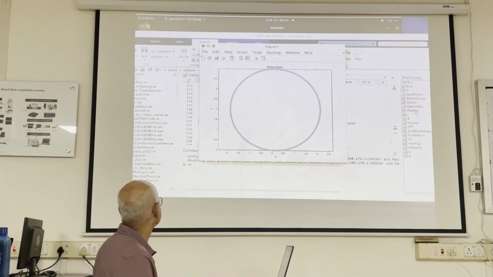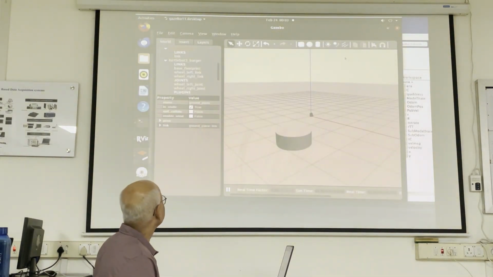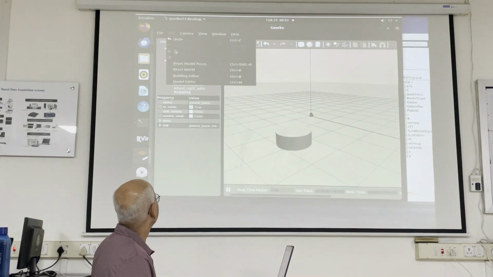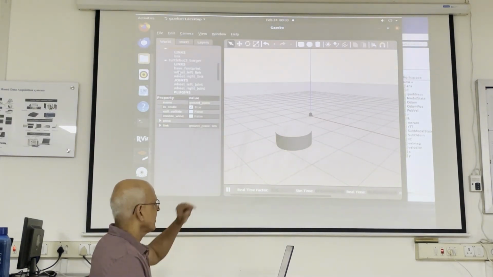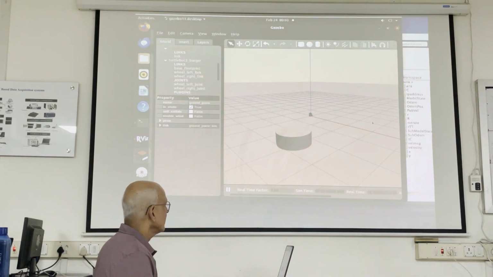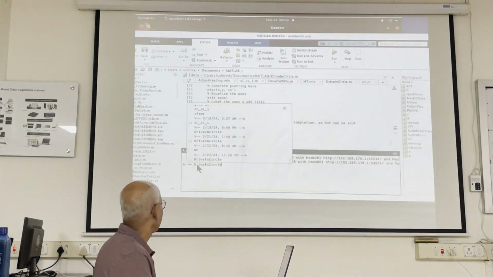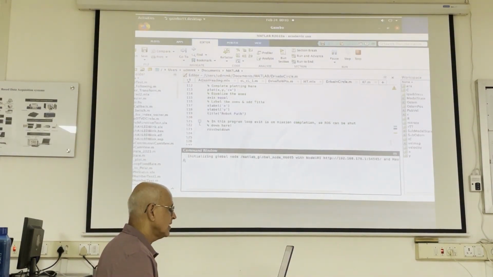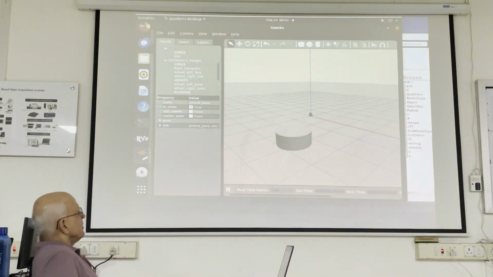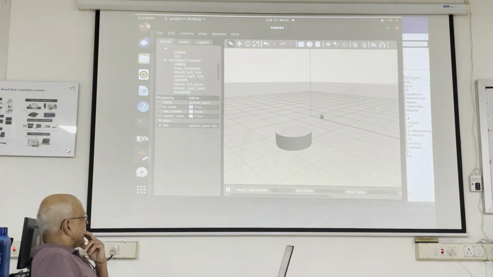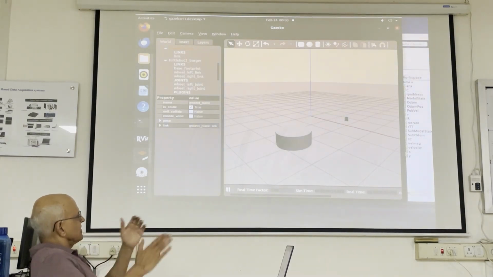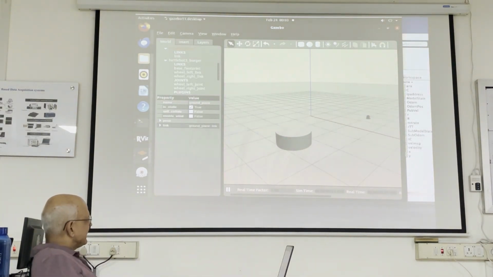So first I go to the world and reset it. It moves a little bit. And then I come to the MATLAB screen and run it, and this time we'll watch the whole thing on Gazebo. So it slightly overshot the 2 meter, and it seems to be overshooting it this time also.